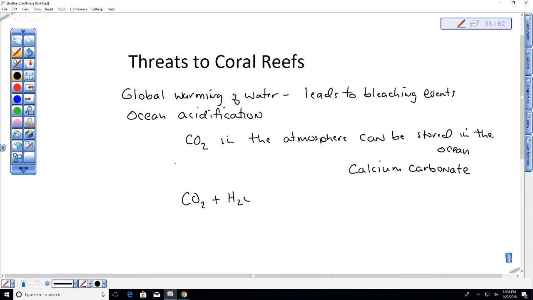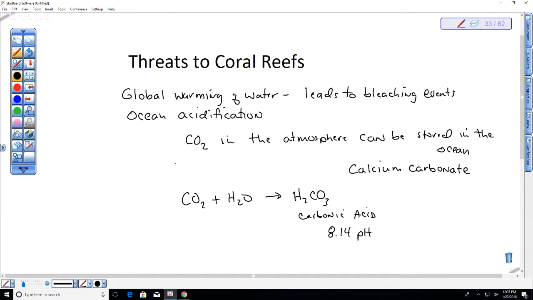produces carbonic acid. So this is carbonic acid. The oceans are becoming more acidic. They're not an acid. They're still at the basic level, but they're becoming more acidic. For example, the ocean could be 8.14. This could be the pH, right? What is a neutral pH? 7, right? So this is actually on the basic end.